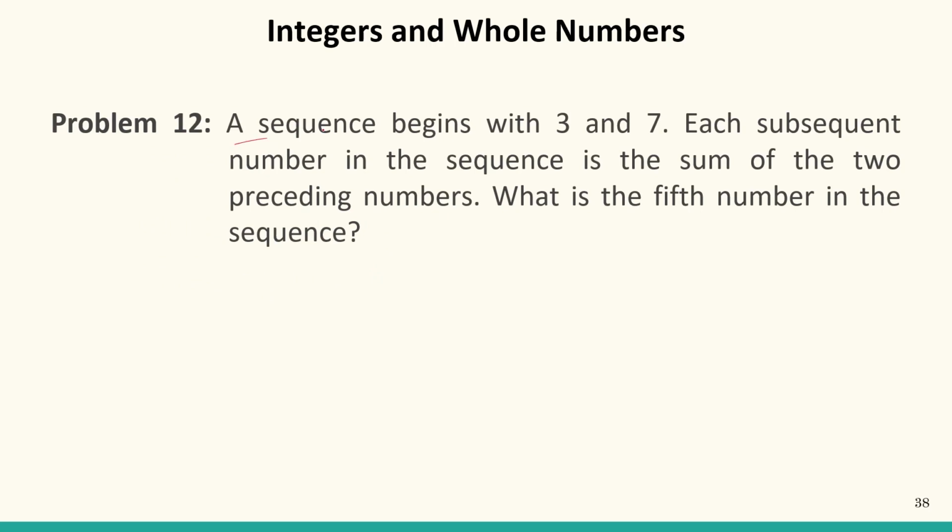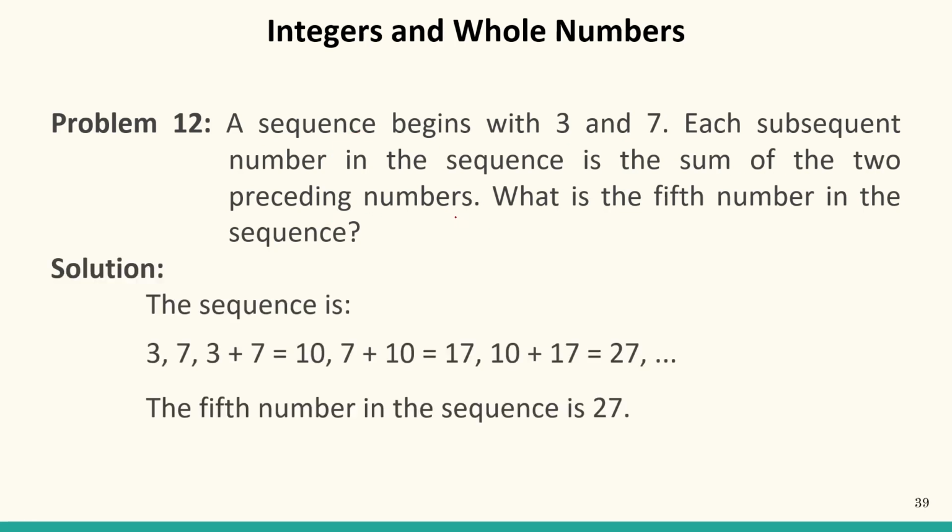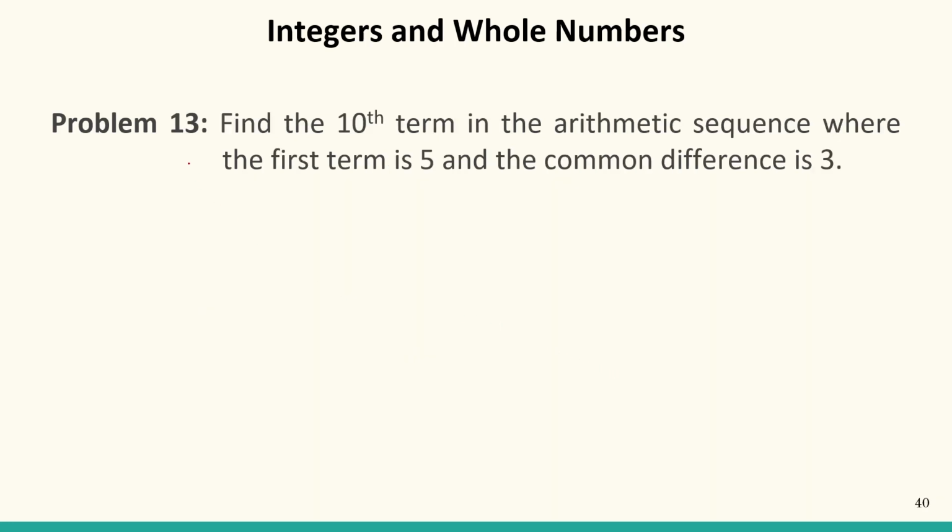Let's see problem number 12. The sequence begins with 3 and 7. Each subsequent number in the sequence is the sum of the two preceding numbers. What is the fifth number in that sequence? The sequence is 3, 7, 3 plus 7 equal to 10, 7 plus 10 is equal to 17, 10 plus 17 is equal to 27. So the fifth number in the sequence is 27.